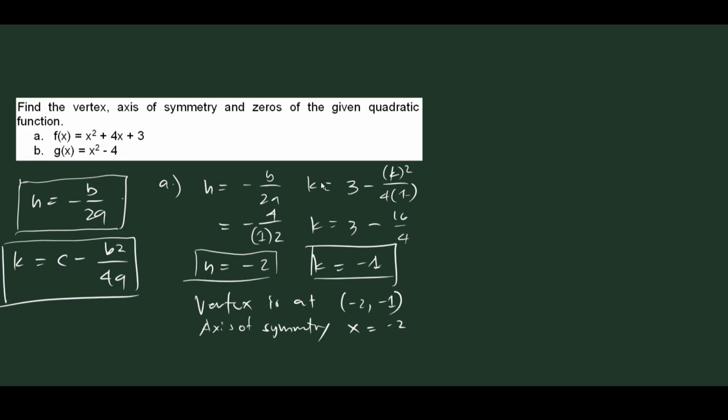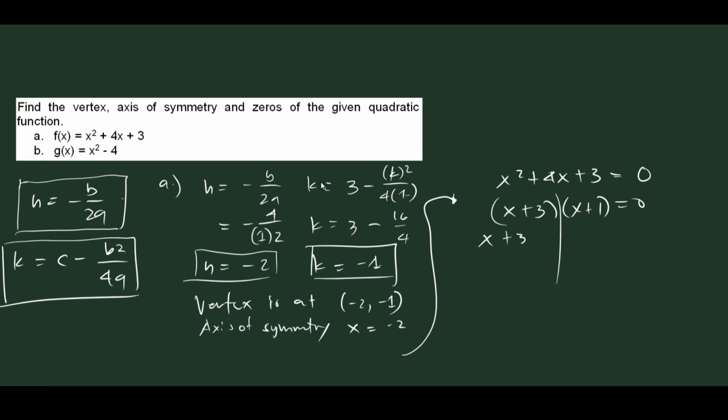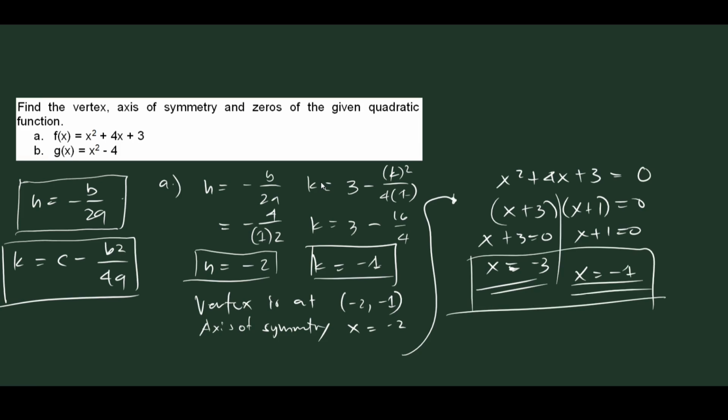And the zeros, so how do we find the zeros? To find the zeros, we can factor this out, okay? So this is x squared plus 4x plus 3. The zeros are the x-intercepts, right? So the y for the x-intercepts is 0, right? So you can then factor this out. So we have x plus 3 and then x plus 1 is equal to 0. Using the zero product property, x plus 3 is equal to 0, x plus 1 is equal to 0. We have here x is equal to negative 3, then x is equal to negative 1. Okay, so these are the zeros. So there you have it. We've solved letter A.